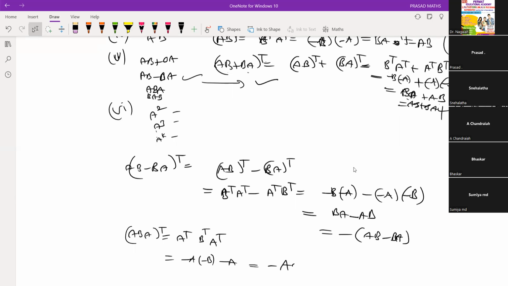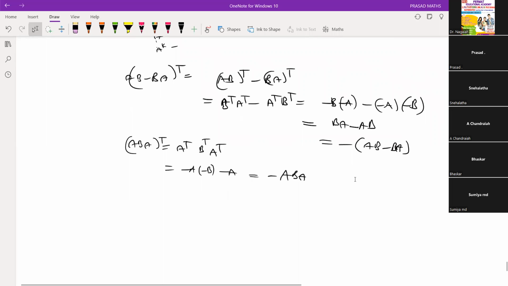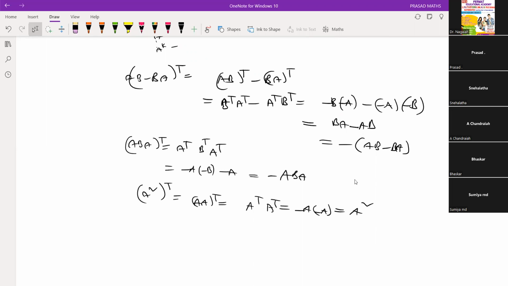So, minus of ABA is also skew symmetric. What is BAB? It is also skew symmetric. Same trick, no? What is A square? A square whole transpose is equal to A into A whole transpose. That is same as saying A transpose, minus A, minus A. Minus A into minus A is nothing but A square. It cannot be minus A square. Therefore, it is not skew symmetric.